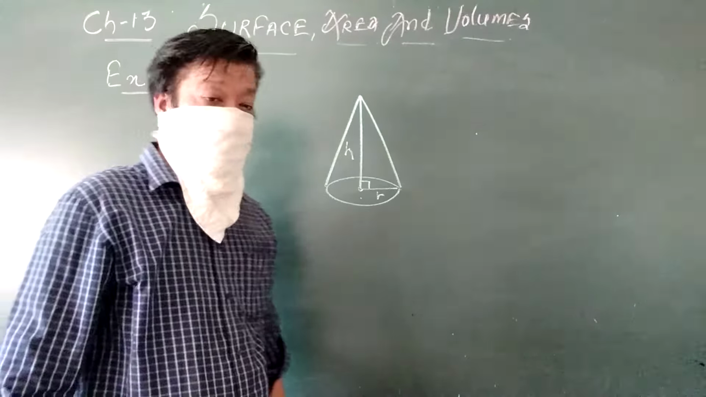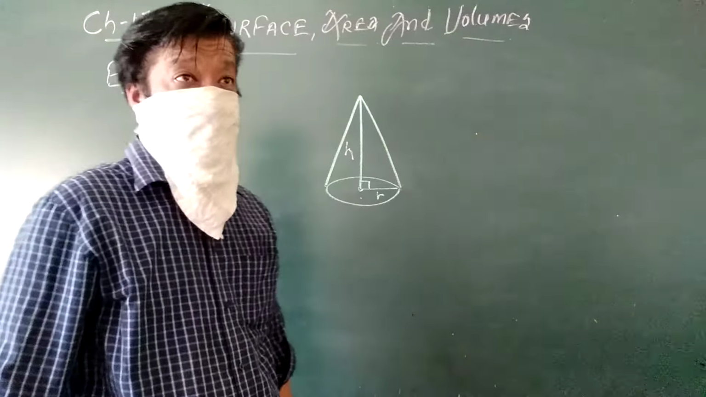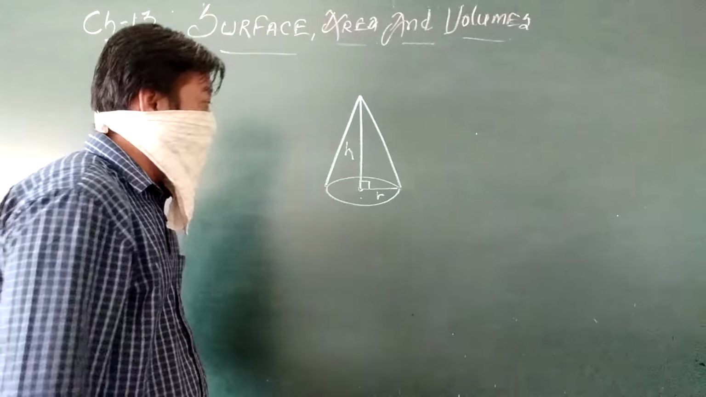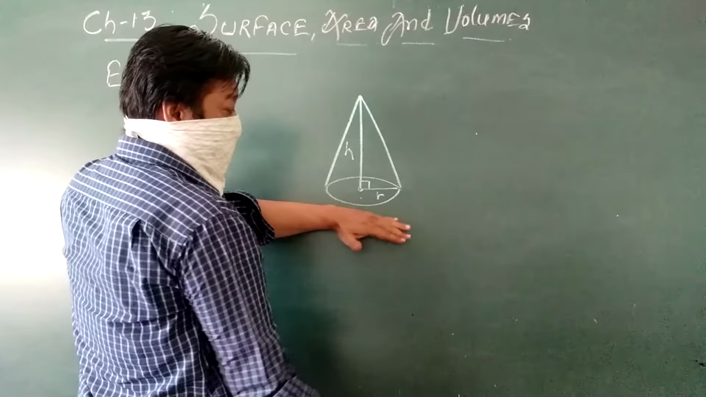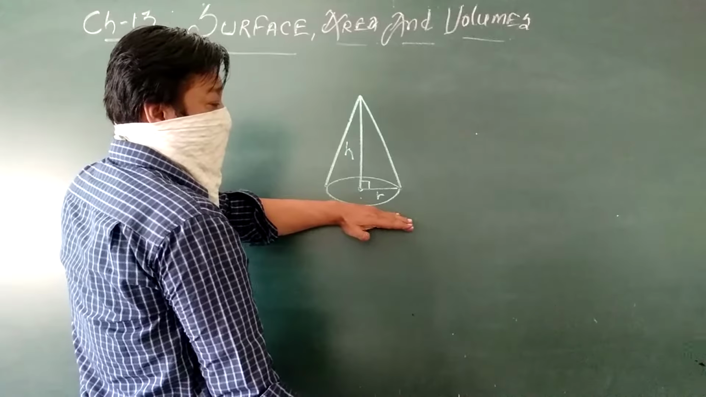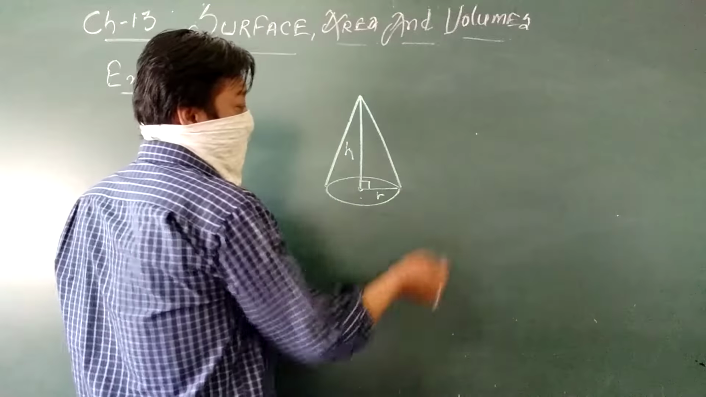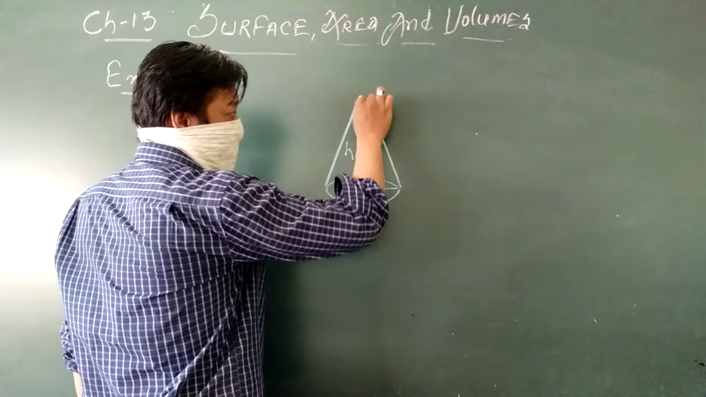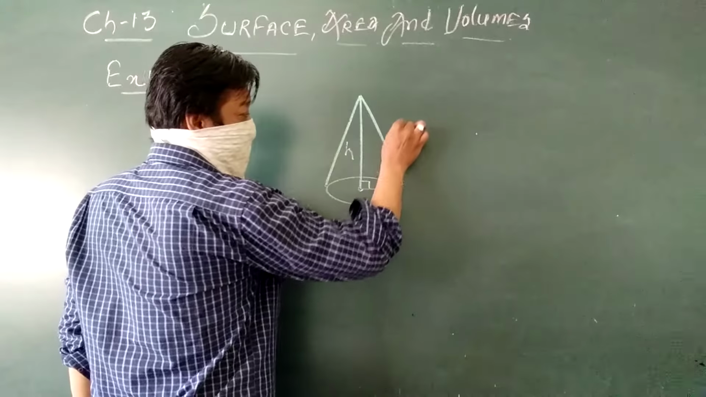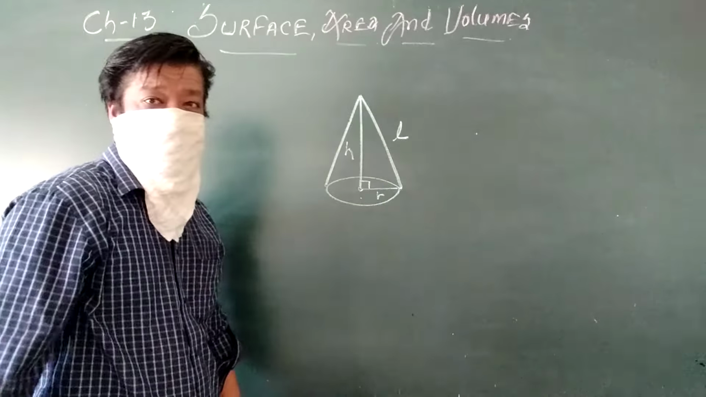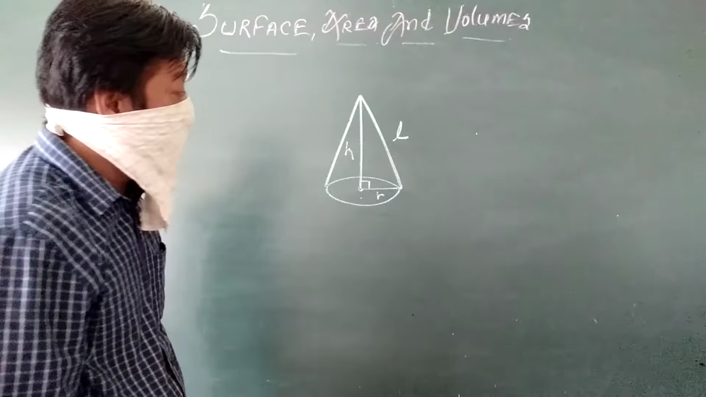Whatever we will study in standard 9 is regarding the right circular cone. This is known as the curved surface area, and the base or the top of the cone is in the form of a circle. This is the slant height, and it is represented by L.